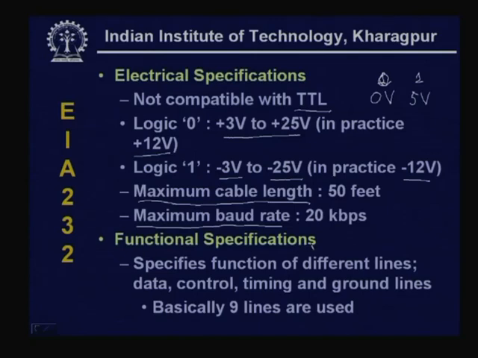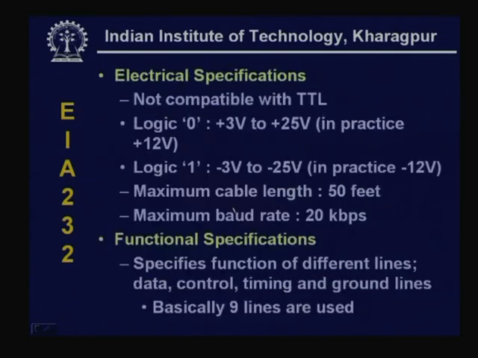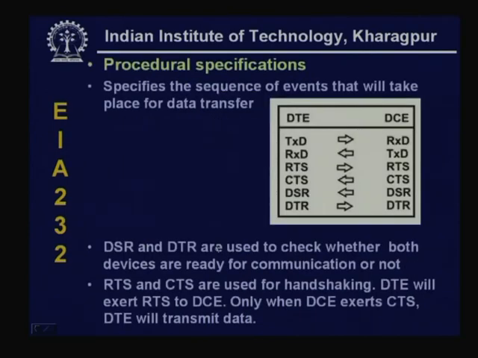Then comes the functional specification. It specifies the different signal lines that you require, and they can be broadly divided into 4 types: data lines, control lines, timing lines, and ground lines. For EIA 232C, basically 9 lines are used, as I have shown here. For example, this is a ground signal, then transmit data and receive data. These are the data lines. Then you have carrier detect, DCE ready, clear to send, ring indicator. These are signaling signals, some are timing signals and some are control signals. I shall explain the function in the next specification, the procedural specification.